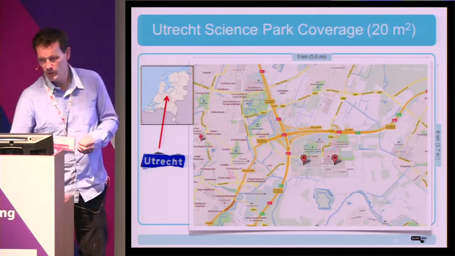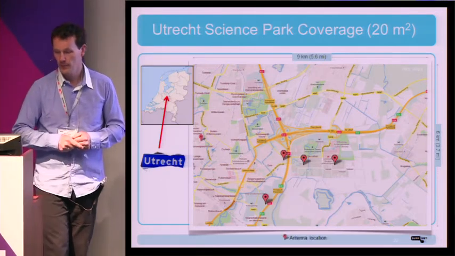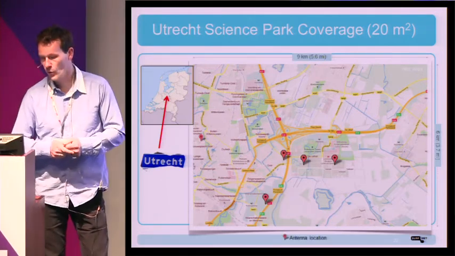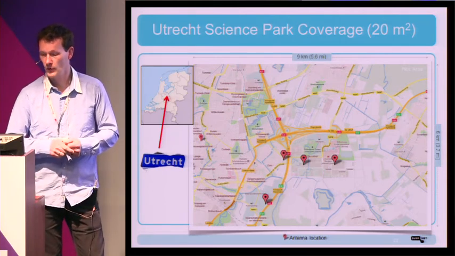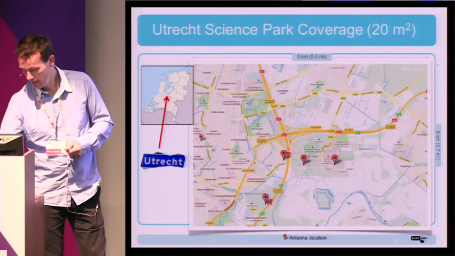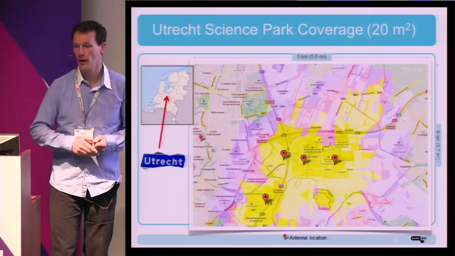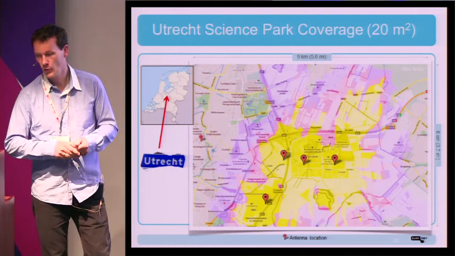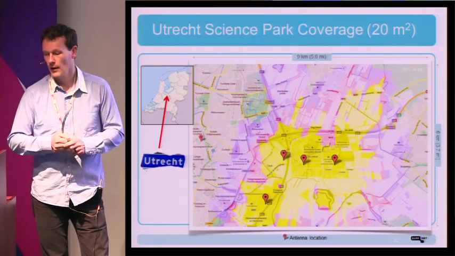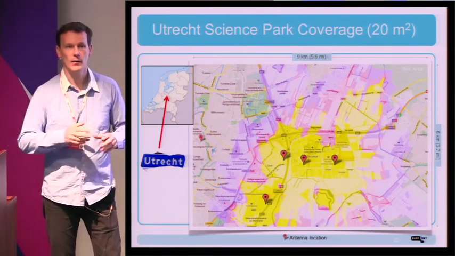So what did we do, or actually what did KPN do? KPN installed 4 transmitters in the campus of Utrecht. And the yellow part is where normally the coverage should also reach inside the buildings.